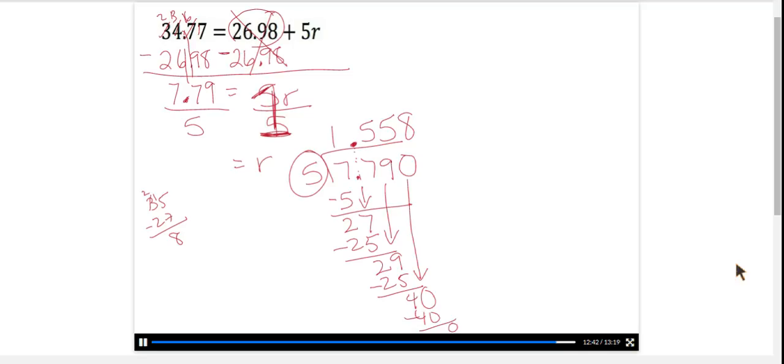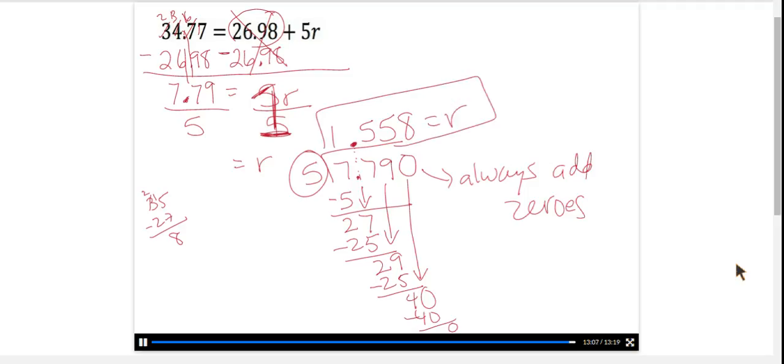Remember, behind the decimal, I can add as many zeros as I want in order to get an answer. Okay, so I could always add zeros at the end. So whenever I don't have a remainder of 0, I can always add zeros behind that decimal to get my answer. So here's my answer. r is equal to 1.558. And that wasn't that bad because I didn't have to remember about moving the decimal or anything like that.